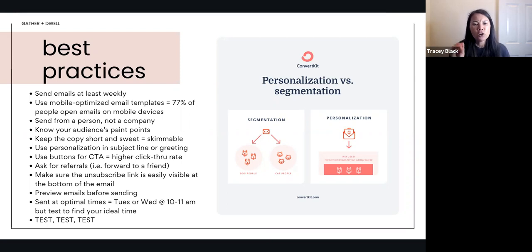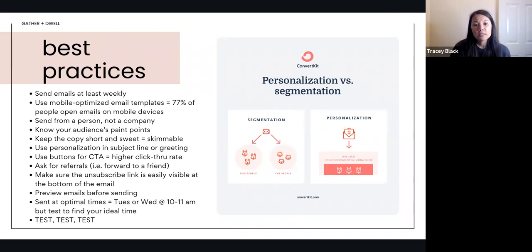Make sure you know your audience's pain points, not their paint points. So like I have in the graph, their pain points, right? That's how you're getting them in. Why do they want to get your lead magnet? Why do they want to be on your email list? Why do they want to get your email, right? Think about their pain points. Like I said, keep your copy short and sweet, keep it skimmable. You want the links to pop out the most, not the graphics.